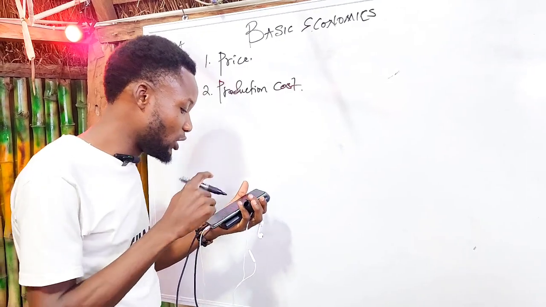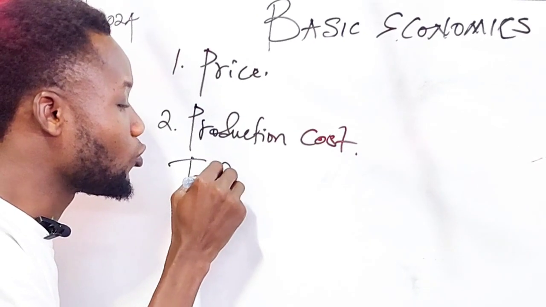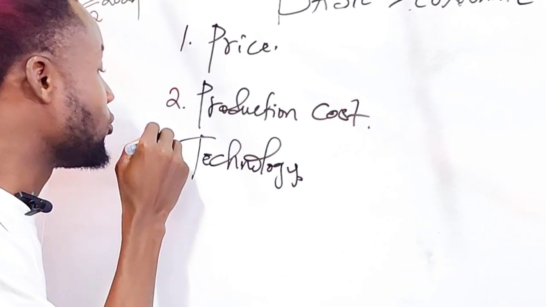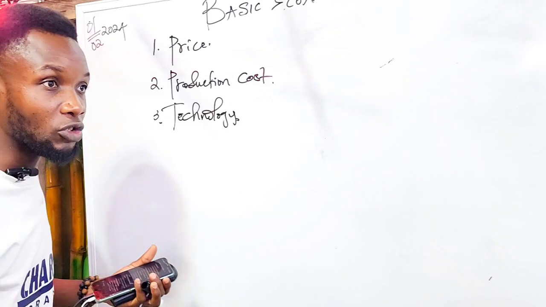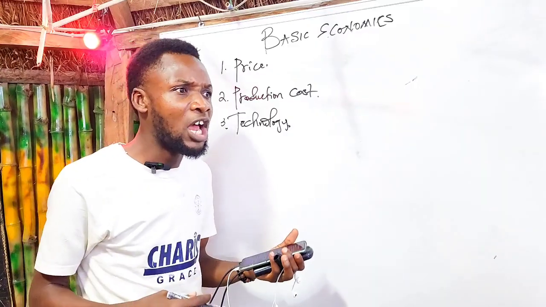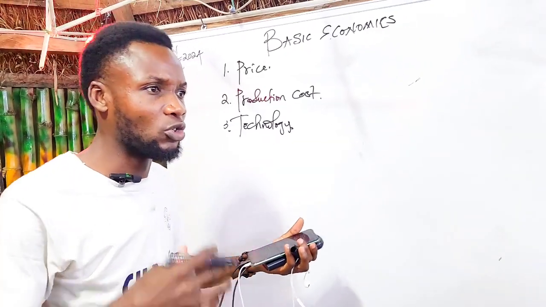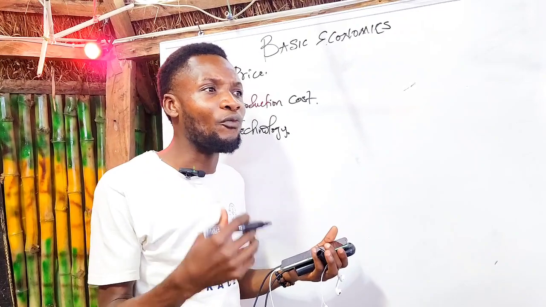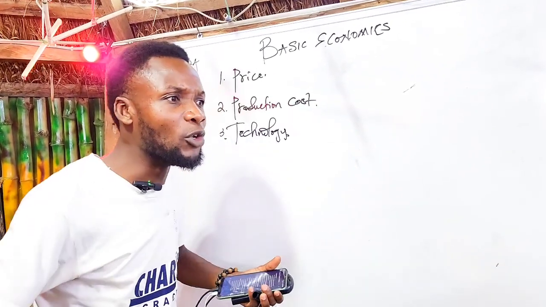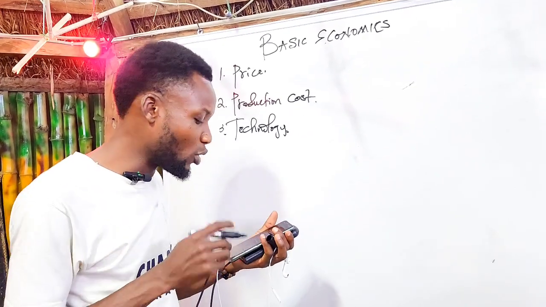Also, we want to see technology. The third one, technology. Improvement in technology goes a long way to determine supply. As much as there are gadgets and machines available that would help boost production, it also gives room for people to mass produce, and there will be availability of resources. The improvement in technology also goes a long way to influence supply.